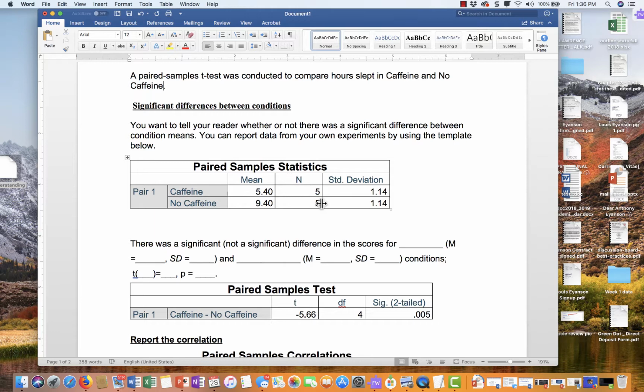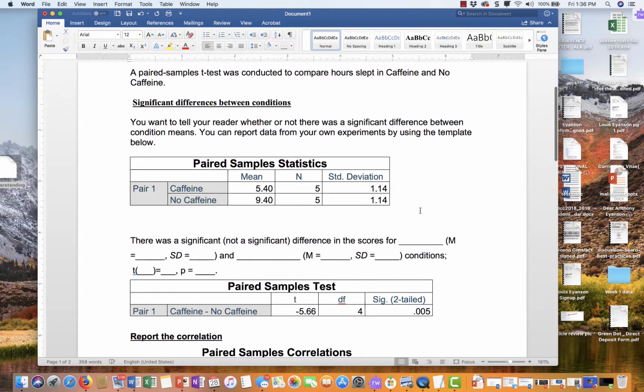N is the number of participants, and the number of participants was 5. And here are your standard deviations. Just out of the blue, both these standard deviations are the same.